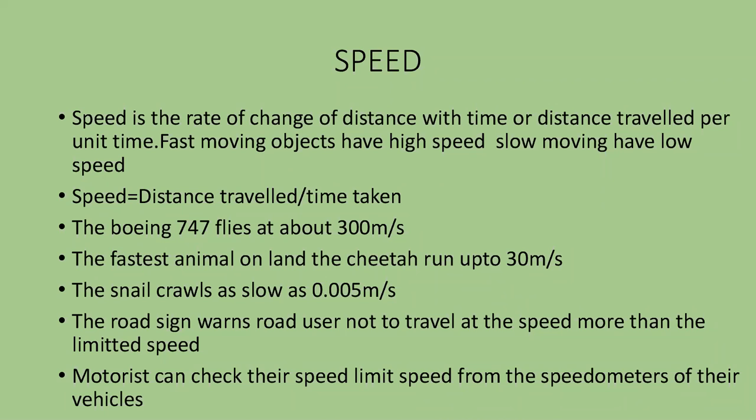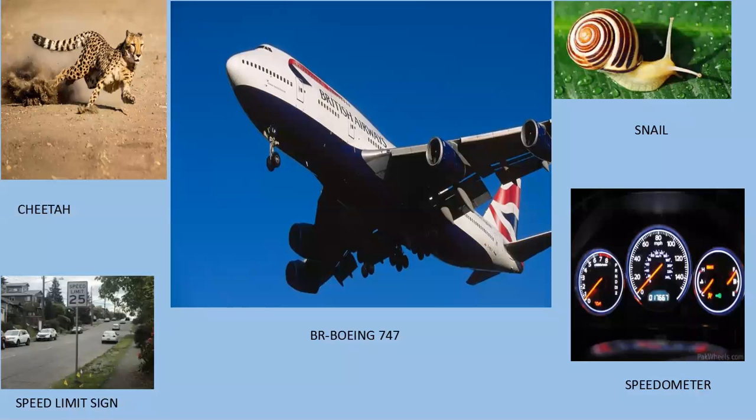When motorists are traveling, they can check their speed because the needle on the speedometer moves and shows the traveler what the speed is at that moment. I think it is clear. If it is clear, then we move forward.